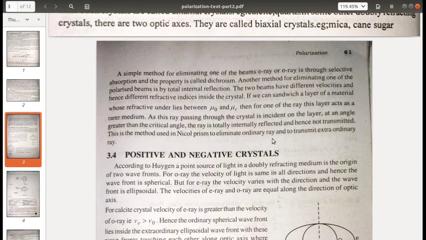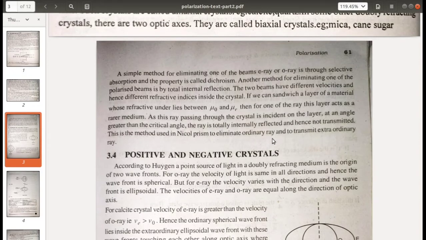So either we can eliminate one of these rays by the dichroism method, that is, the selective absorption method, in which we use some material to absorb one of these plane polarized lights, so that only one ray is transmitted to the other side.